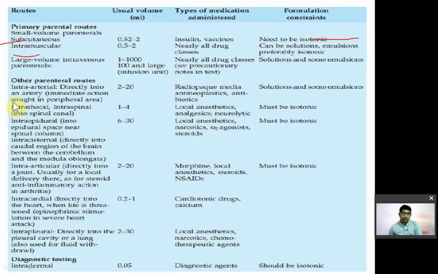Intravascular. Another primary parenteral route is intravenous injection, large volume intravenous parenterals. I think in GPAT 2019 there was a question: several liters of drug fluid can be administered by which one of the following routes of administration? Intravenous was the answer. So several liters means what? Using intravenous route you can inject right from 1 ml up to thousands of ml.